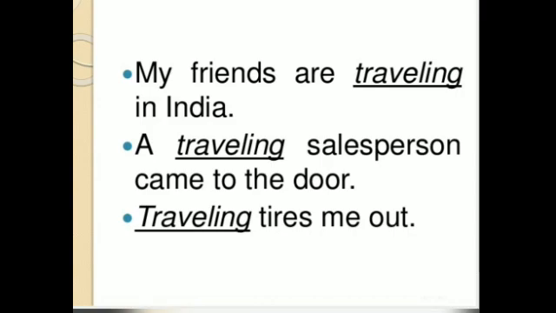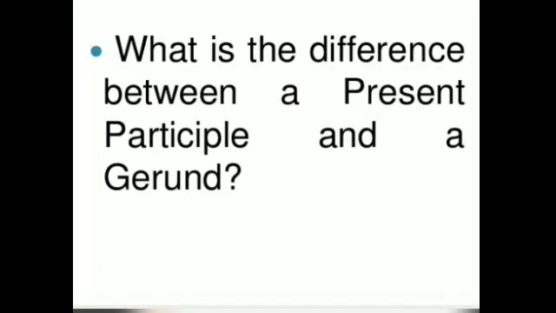My friends are traveling in India. A traveling salesperson came to the door. Traveling tires me out. Now that we have seen these three sentences, what do you think is the difference between a present participle and a gerund? Let us understand.